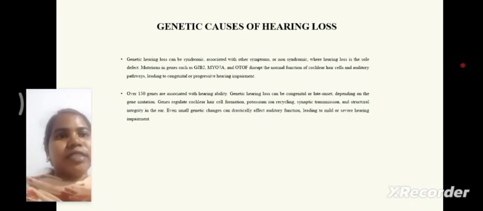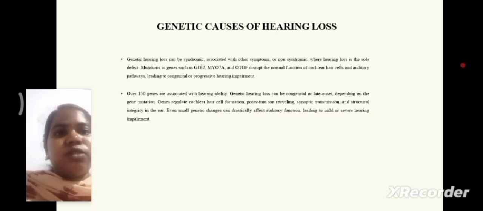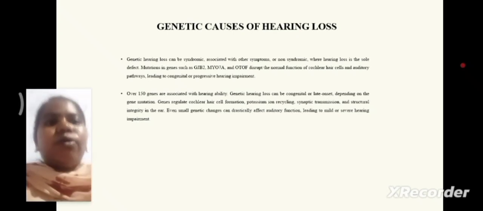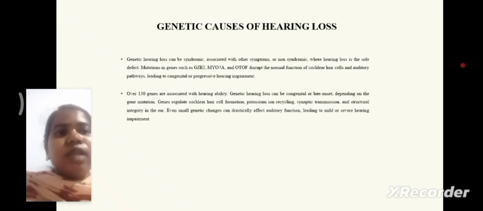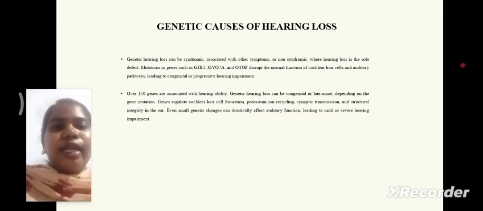Genetic hearing loss can be syndromic, associated with other symptoms, or non-syndromic, where hearing loss is the sole defect. Mutations in genes such as MYO7A cause hearing impairment. Over 150 genes are associated with hearing ability. Genetic hearing loss can be congenital or late onset, leading to mild to severe hearing impairment.